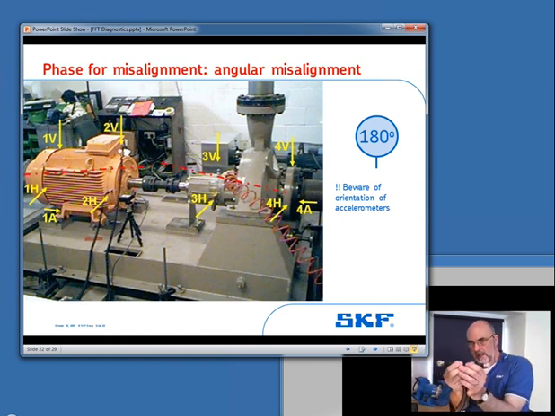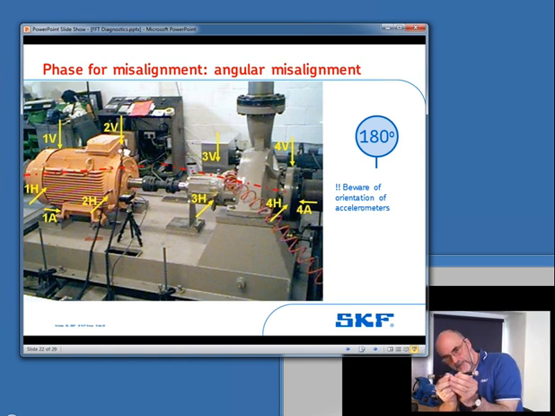Now what I've done there is a glaring mistake. You've inverted the accelerometer, and when you invert the accelerometer, you actually get a 180 degrees phase difference induced, because one is upside down in relation to the other. So it's important, if you're going to use phase, using two accelerometers, keep the orientation the same.